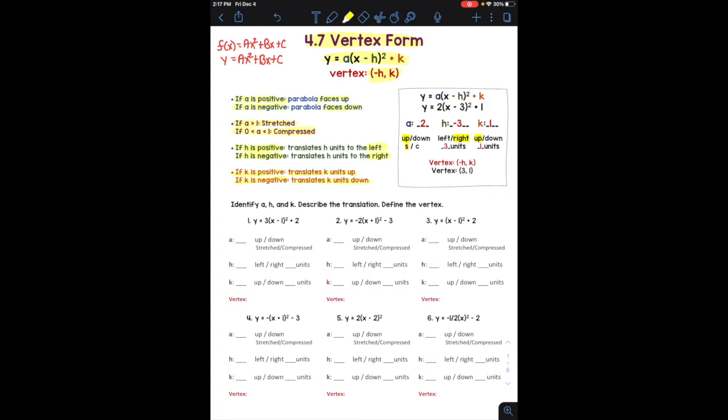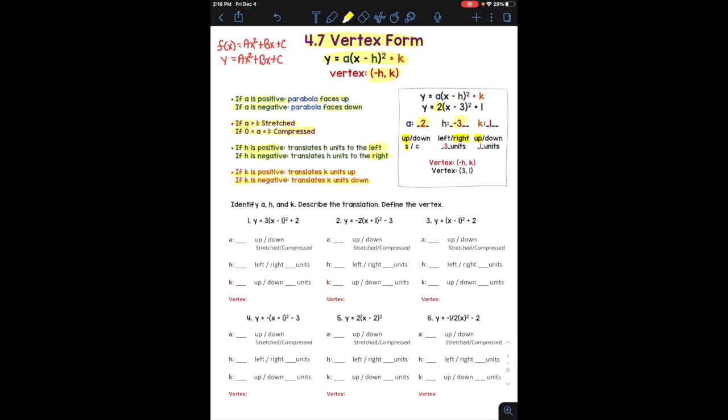So on the right-hand side, I have a quick example for you, identifying a, h, and k. In the example in the square, the a value is 2. Since it's positive, it is going to be facing up, or concave up. And since it's more than 1, it's going to be a stretched parabola across the coordinate plane, skinnier than when a is 1 or the parent function.